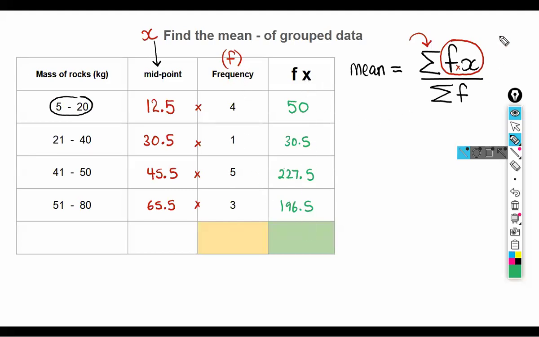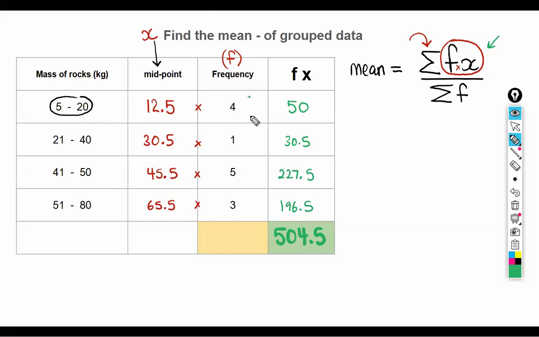Great. So now, according to the formula, let's add up everybody in the fx and let me add up everybody in the f, because the top says we must sigma all the fx values. That's the green values. So let me get something looking a little bit different. Let's see. 50 plus 30.5 plus 227.5 plus 196.5. I hope I get this correct. I did it kind of fast. I got 504.5. Anybody could agree with that? I'm hoping I have it correct. I've seen people saying yes, they got it, right?